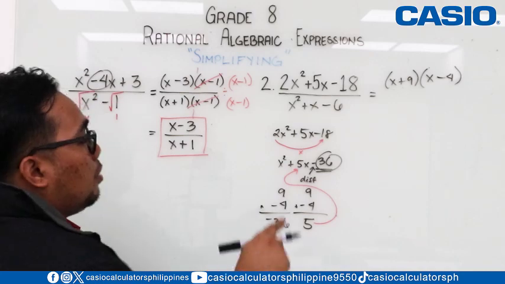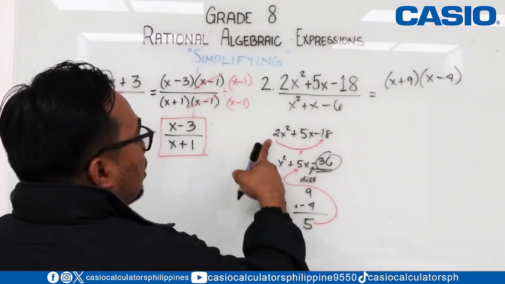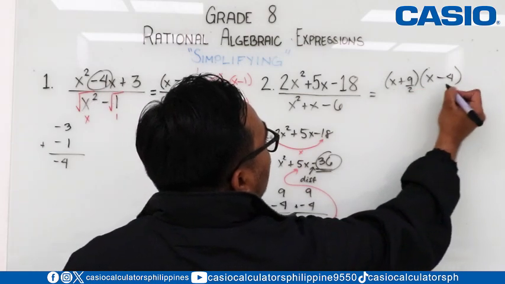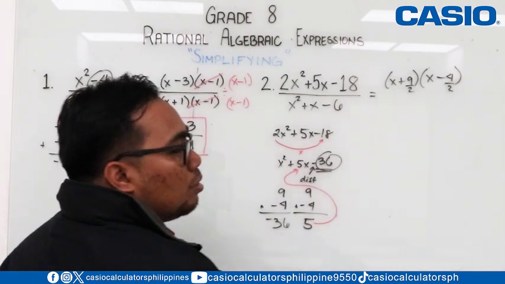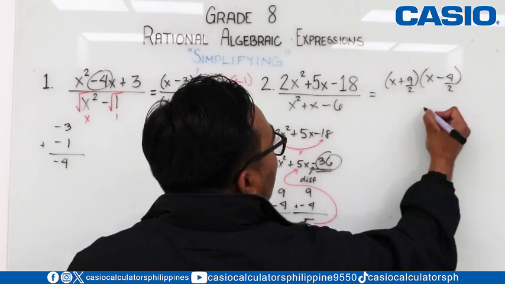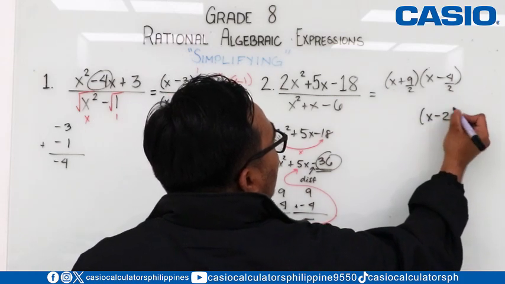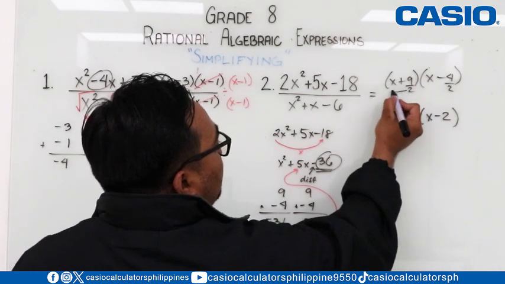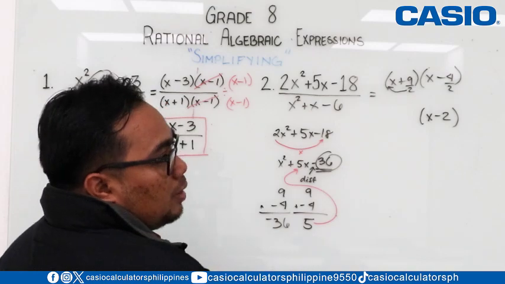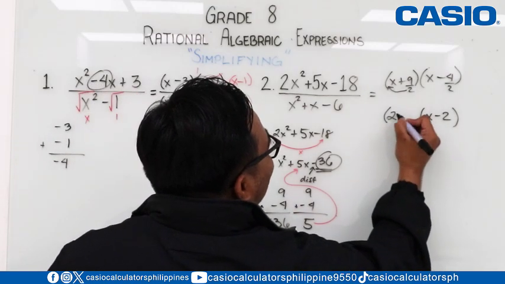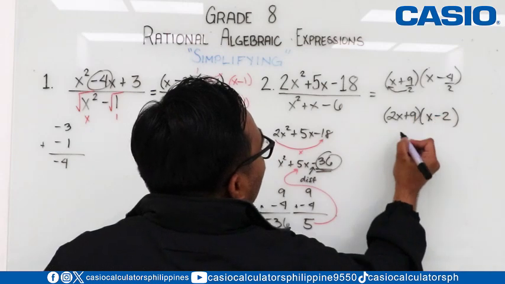But take note, we need to bring back what we multiplied to the constant. So we need to divide both by 2. So we get x minus 4 over 2 is x minus 2. But since this cannot be simplified, we just simply slide back the 2 beside x. So we have 2x plus 9.